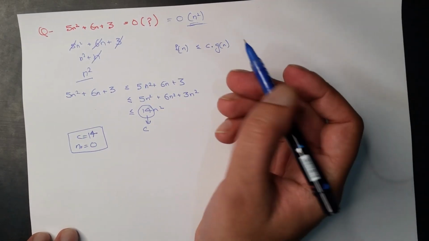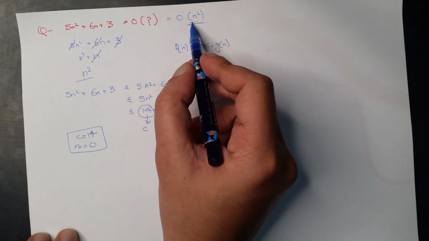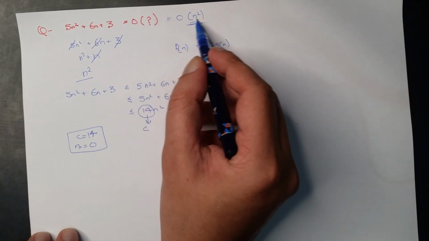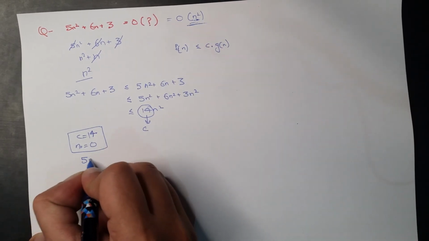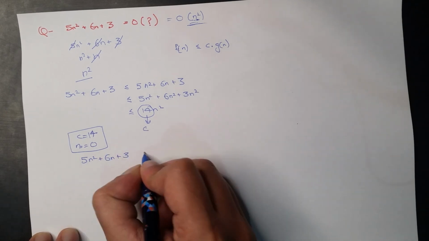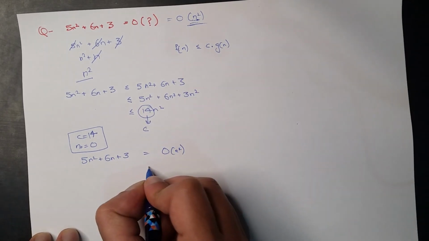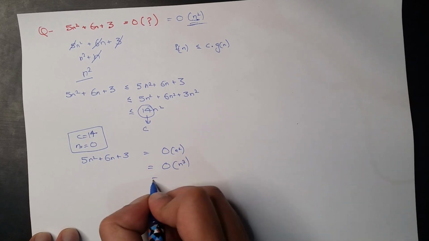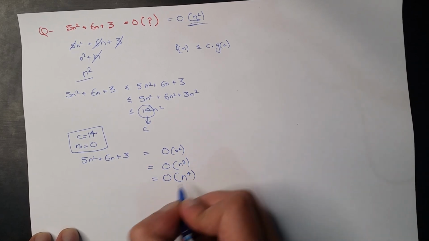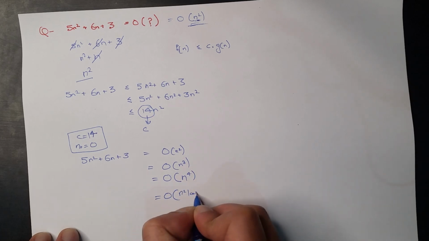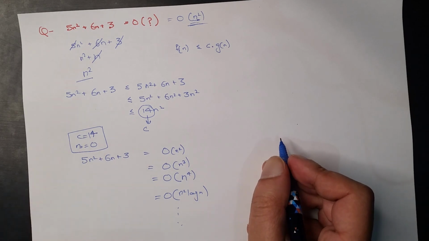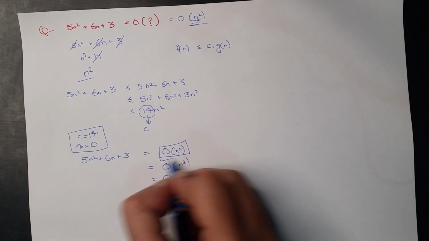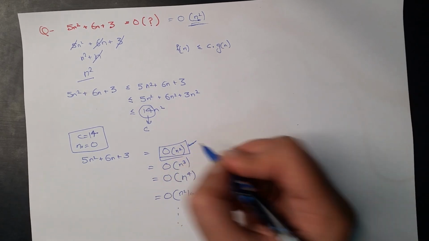And not only n square, since it is less than or equal to n square, it means that we can take here any other thing which is greater than n square. So we can also write that 5n square plus 6n plus 3, here we have written big O of n square, is also big O of n cube, big O of n to the power 4, big O of n square log n, anything which is bigger than n square. However, these are all true, but we'll always choose the tightest upper bound, and the tightest upper bound is n square. Hence the answer to this question would be n square.